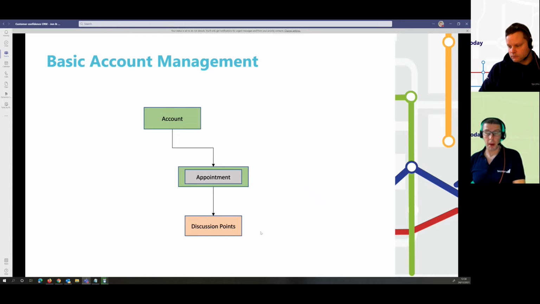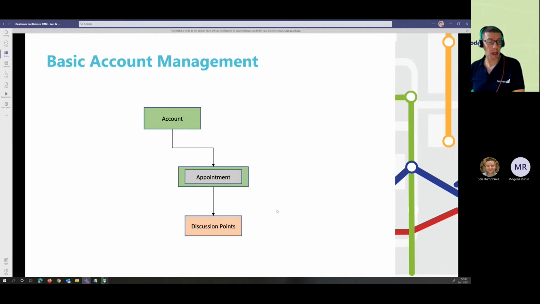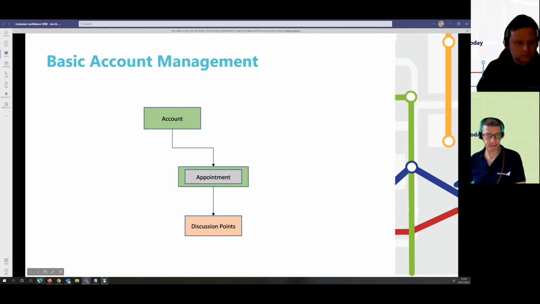And when I go back to that original discussion that started the whole idea of account management, this was essentially the system that we put in place: just having the accounts, the appointments, and the discussion points.